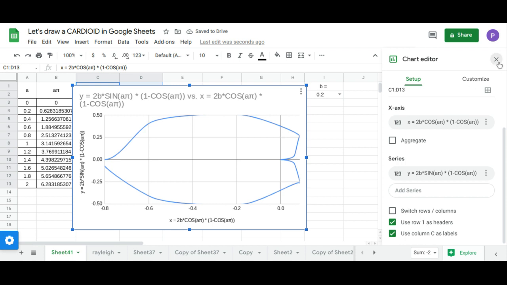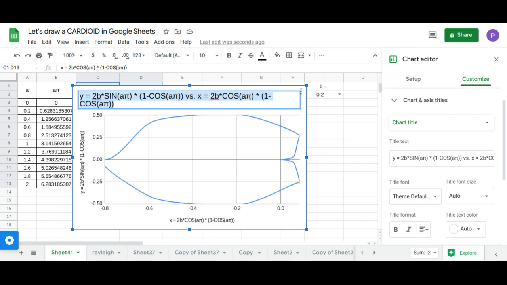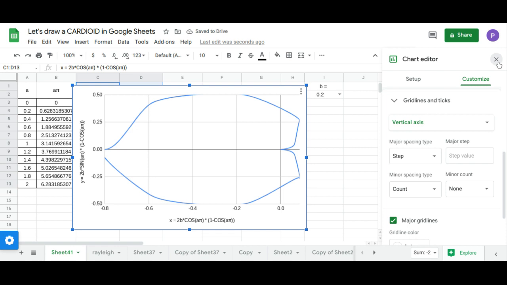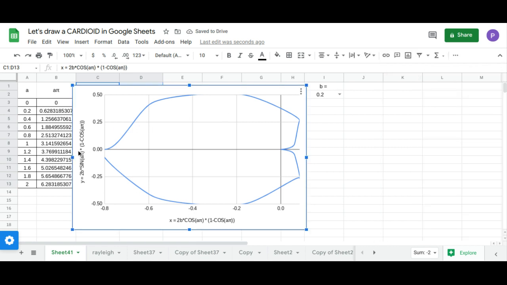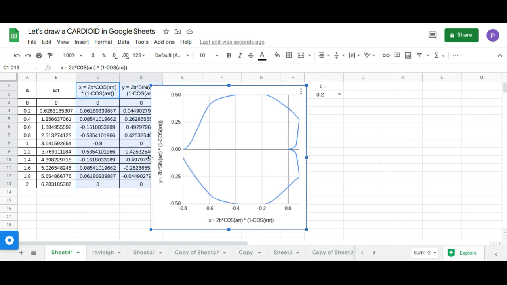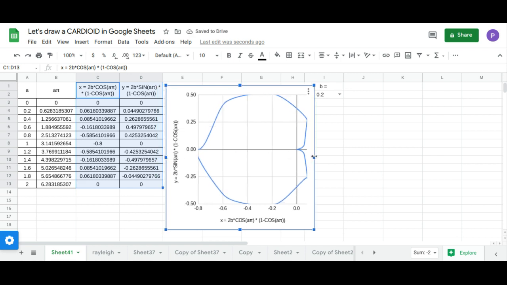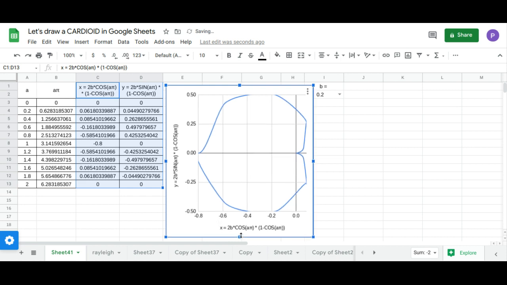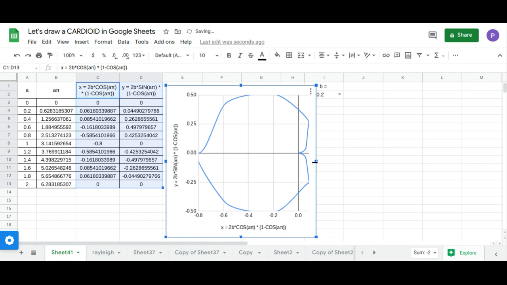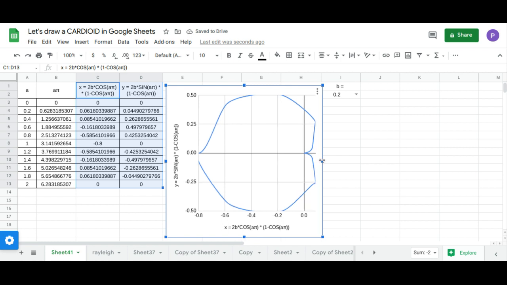And to close this, we delete this portion because we need a space. And we square this out so that it fits our cardioid. We'll make it square. A little more. That's it. Square.